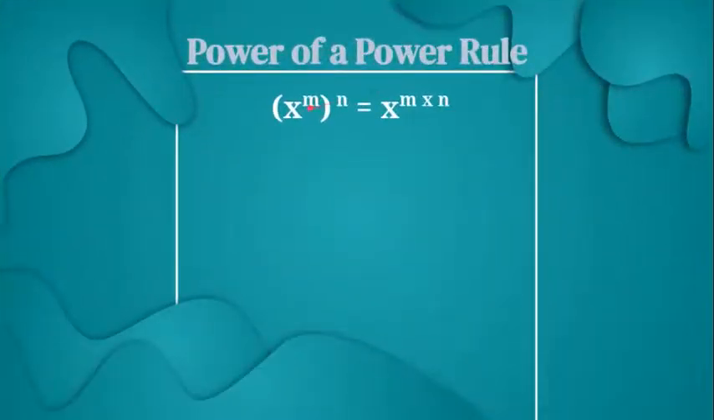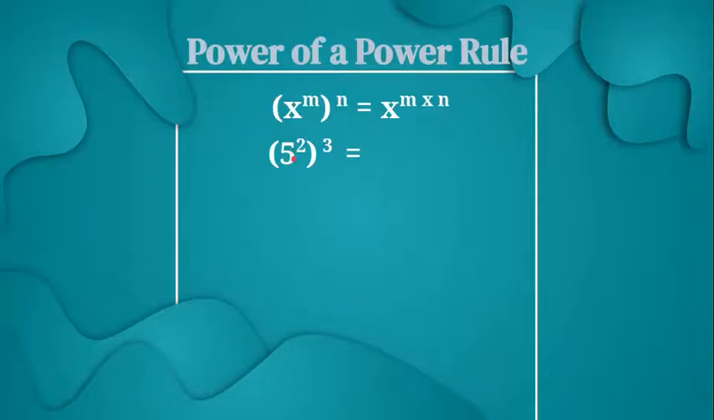Power of a power rule. We have in brackets x to the power of m, and power of n, equals x to the power of m times n. So here, real numbers. Again, in brackets, 5 to the power of 2, to the power of 3. How you're actually going to solve this.